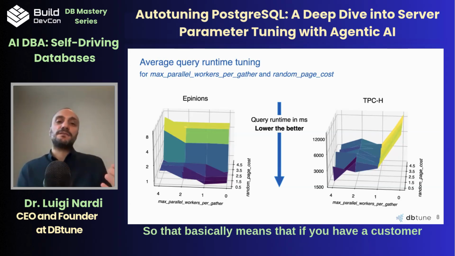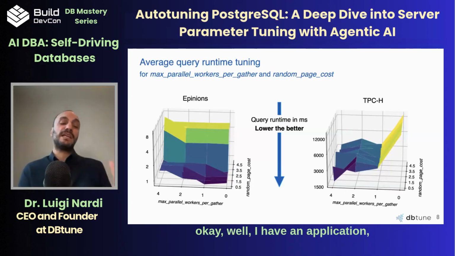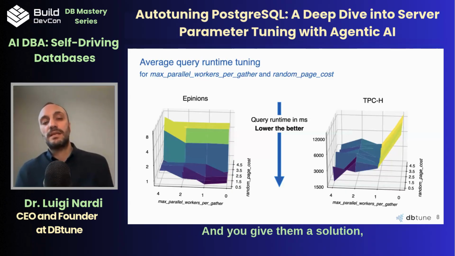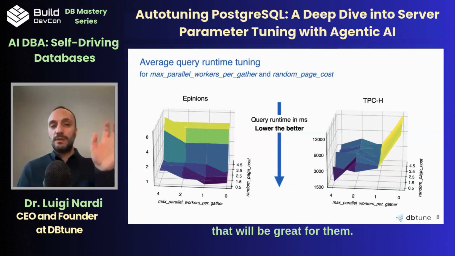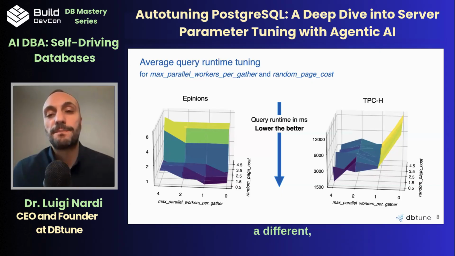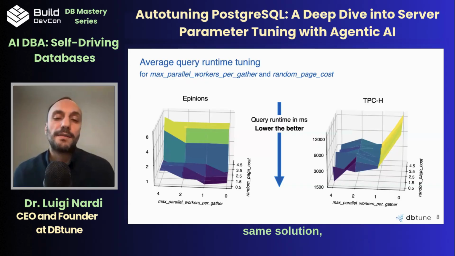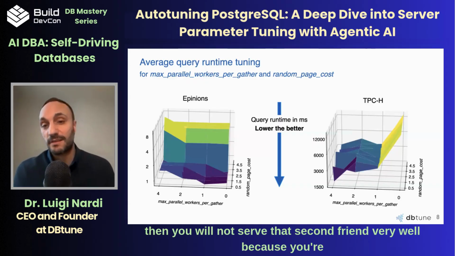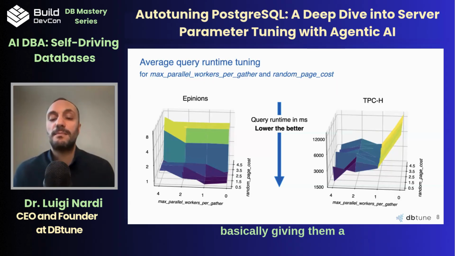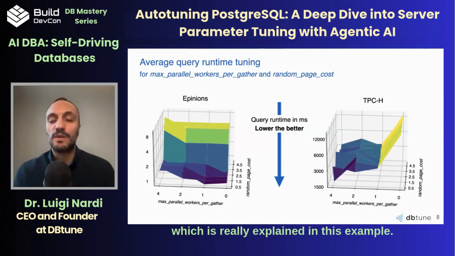So that basically means that if you have a customer or a colleague or a friend that comes and says, okay, well, I have an application, can you optimize this one for me? And you give them a solution, that will be great for them. But then if you have another friend that comes to you and asks you for the tuning of a different application, and you give them the same solution, then you will not serve that second friend very well, because you're basically giving them a pretty poorly performing solution, right? So this is the case of application-specific tuning, which is really explained in this example.